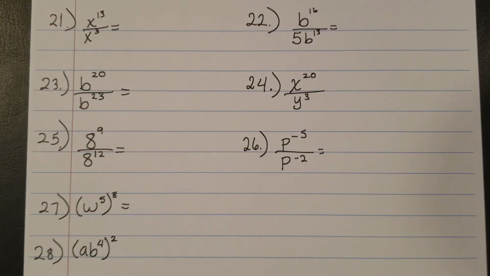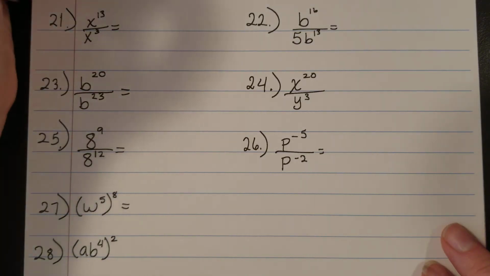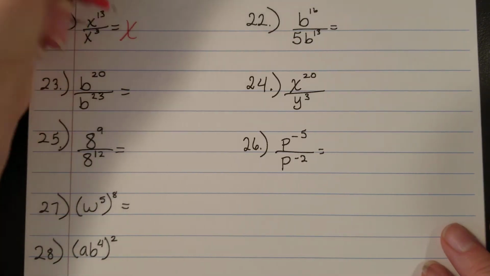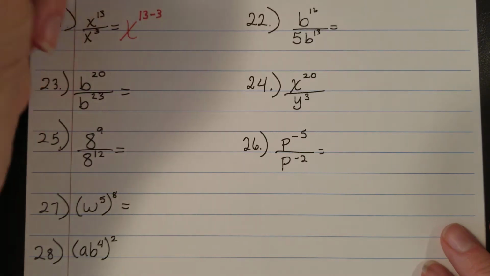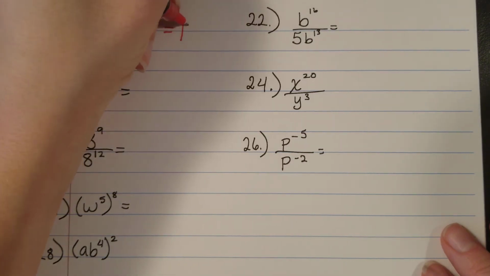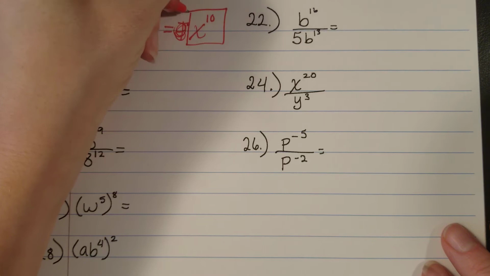So number 21, we have x to the power of 13 over x to the power of 3. So we're just going to subtract the exponents. All right, so the base stays the same, and the exponent is going to be 13 minus 3, and we know that 13 minus 3 is 10. So your final answer is x to the power of 10.